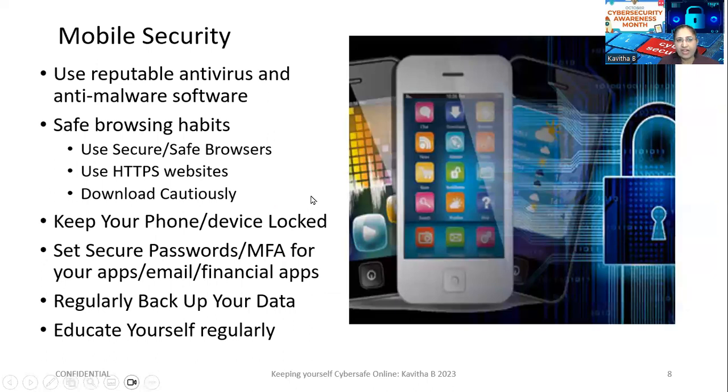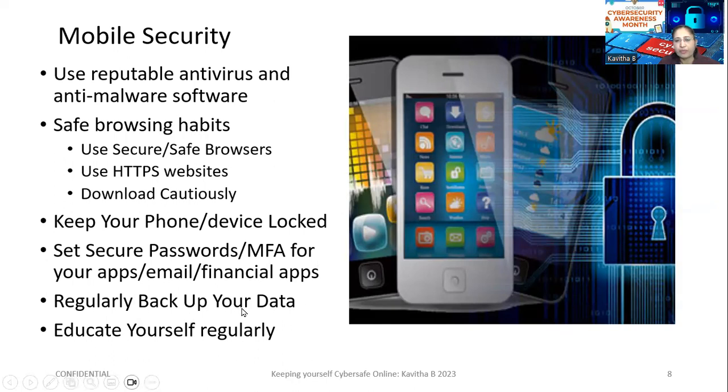Then use reputable antivirus and anti-malware software. You can use McAfee or Norton. I use McAfee. And for safe browsing habits, in the web browser security section I talked about how to use secure, safe browsers, so you can refer back there. Use HTTPS websites, and download very cautiously. Keep your mobile phone locked when you're not using it. And set secure passwords and have MFA, 2FA, for the different apps, your email applications or your financial applications that you use on your mobile devices.